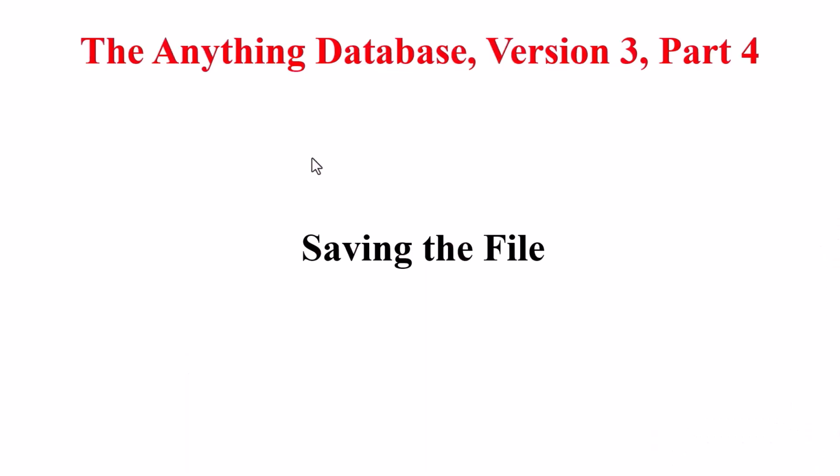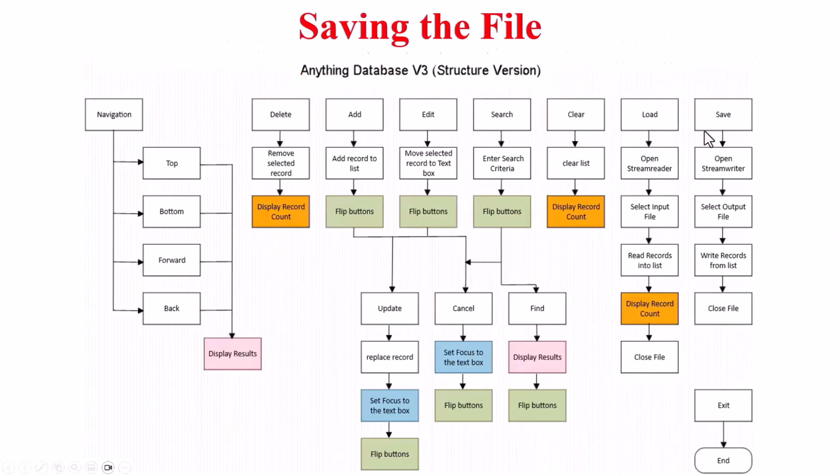Watch. Okay, let's take a look at saving the file. We've managed to create some data. We've managed to navigate through the data, but we always have to re-enter it because we're not saving it. It might be an important thing to do right now to save that data. So this will be the Anything Database version 3 part 4, saving the file. You'll find that right in this area, saving the file.